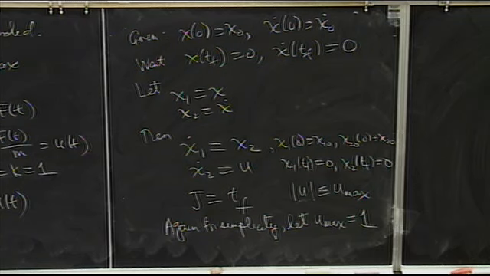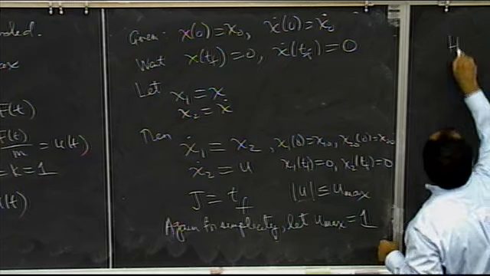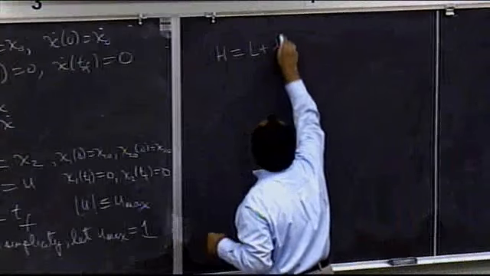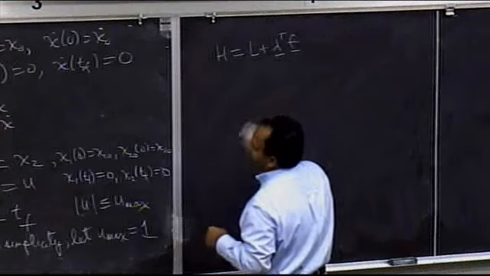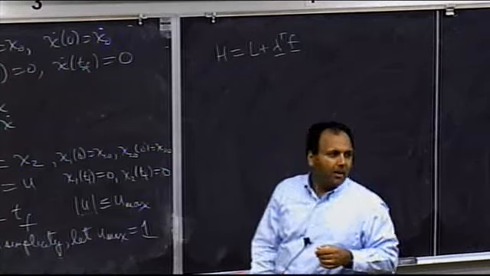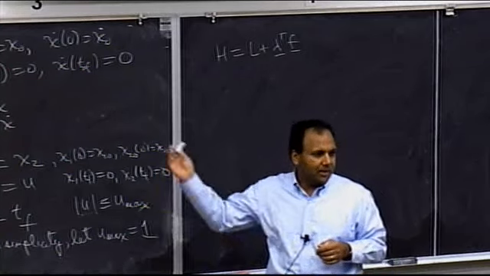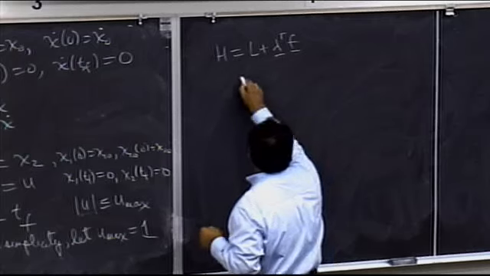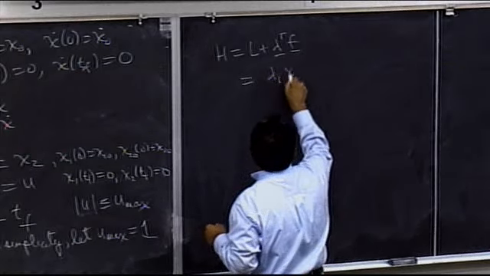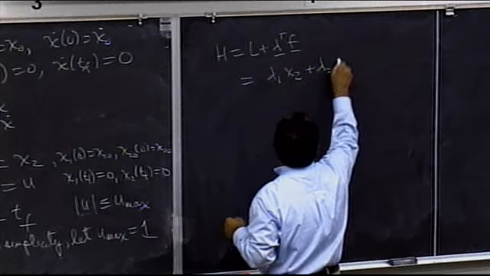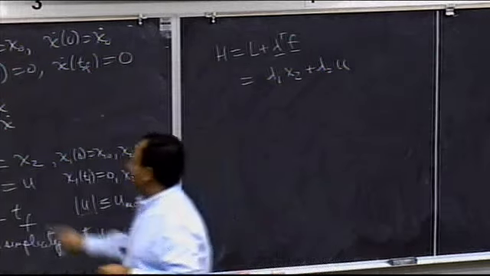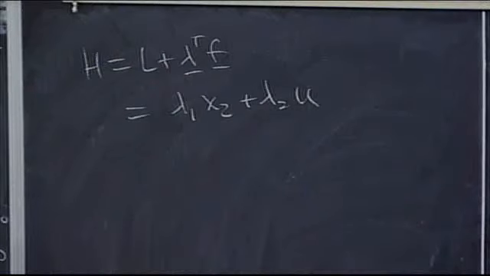Well, we do this the way we start any optimal control problem. The first thing we have to do is determine the Hamiltonian. So we know that the Hamiltonian is equal to L plus lambda transpose F. But L is 0 because I have a Mayer cost. That's all I've got there, is a Mayer cost, right? So this is equal to lambda 1 x2 plus lambda 2 times u.